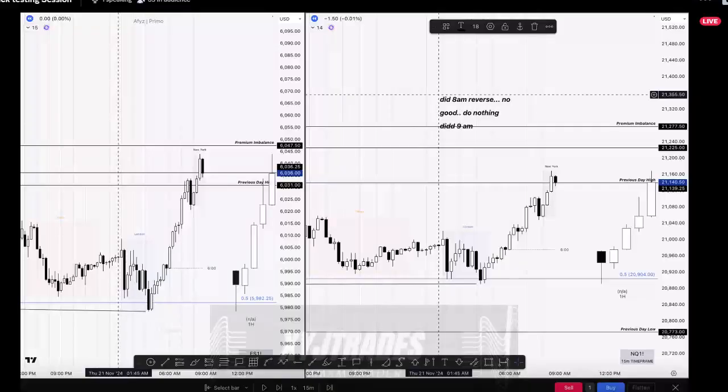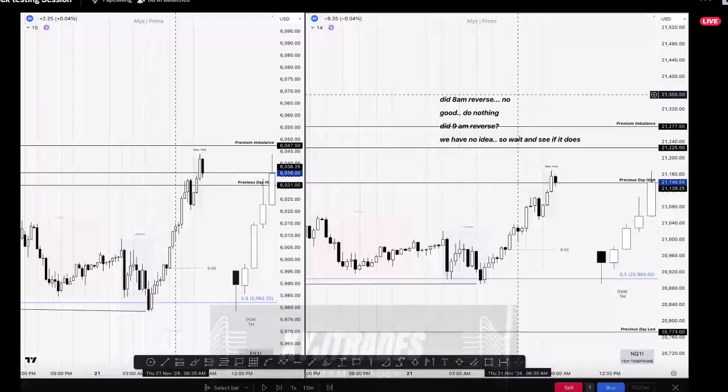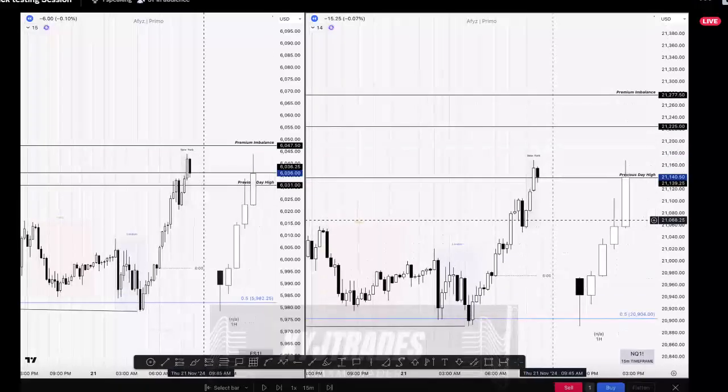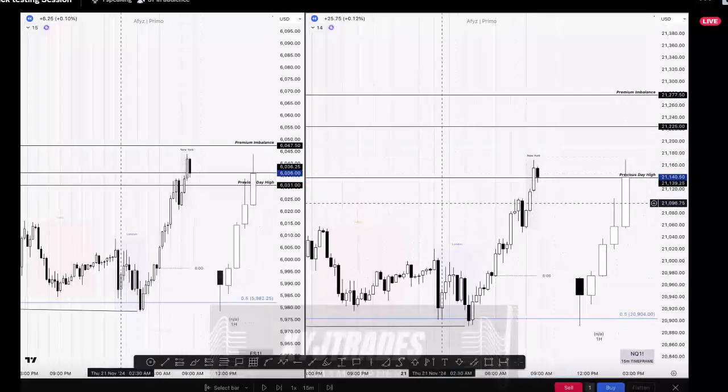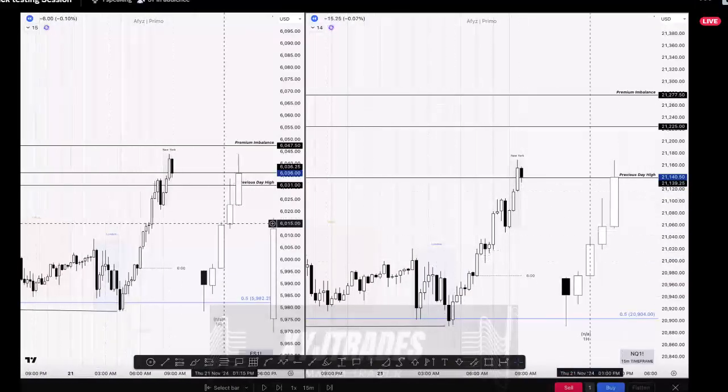Did 9 a.m. reverse? We have no idea, so wait and see if it does. You see, there's only a couple of if-then statements. If 8 reverses, trade 9 is a continuation. If 9 reverses, trade 9 is a reversal. If 10 reverses, trade 10 is a reversal. We're utilizing session volatility in the kill zone to find a reversal candle to trade with good RR in the direction of our daily draw. All of these things matter.